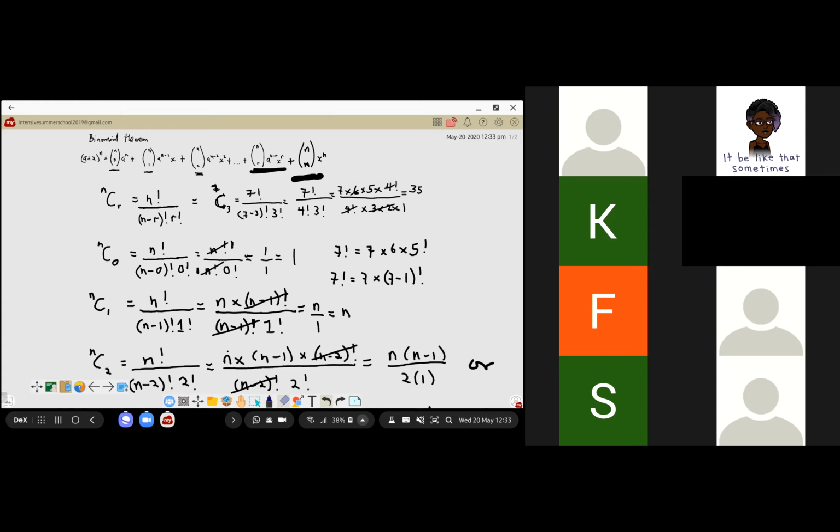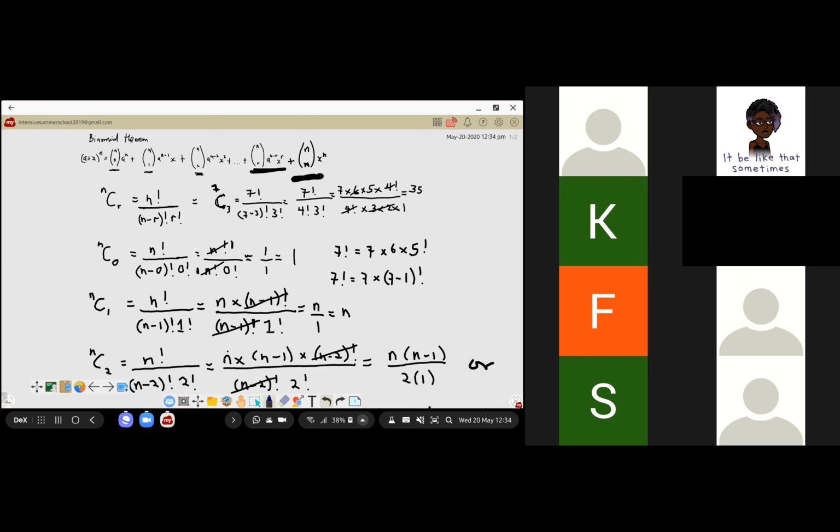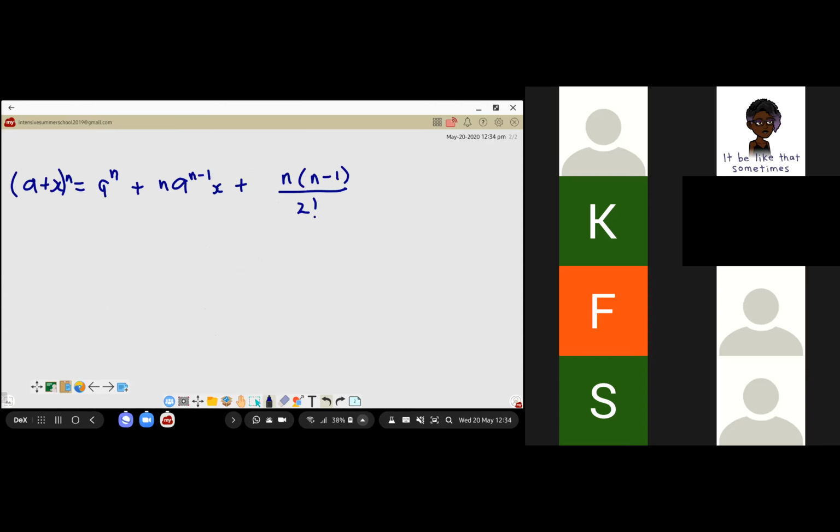What is n combination 2 giving us? n into bracket n minus 1, all over 2 times 1, that is 2 factorial. And going back, a is raised to the power n minus 2, times x squared. So a raised to the power n minus 2, x squared.